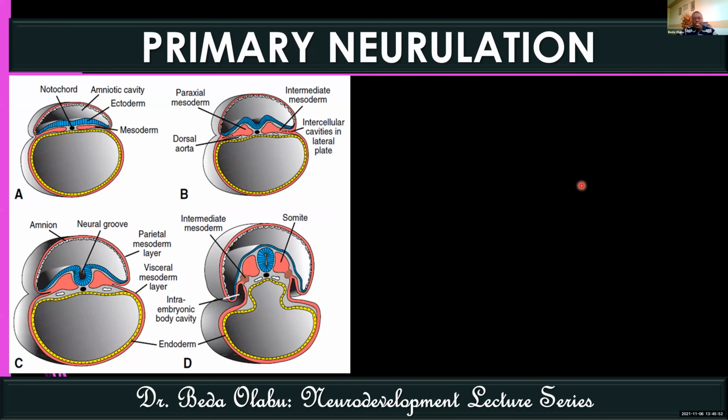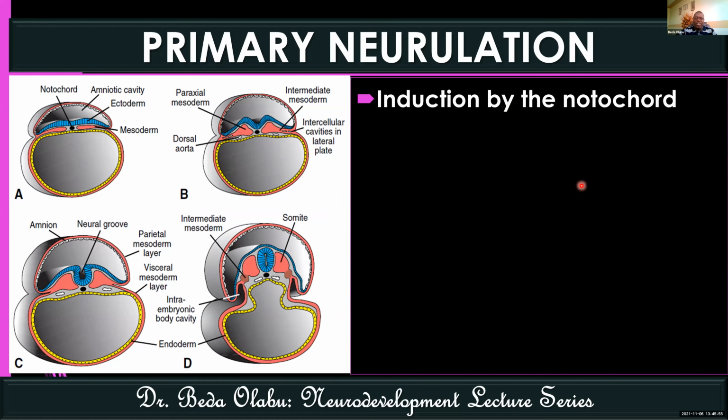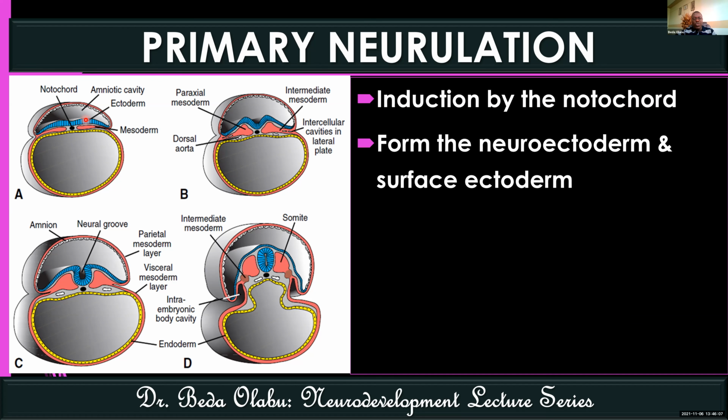So in this image that summarizes primary neurulation, this is what happens. If you look at this trilaminar embryo with the notochord in the middle, the notochord induces the ectoderm overlying it to become neuroectoderm. The ectoderm away from the notochord, therefore, is called surface ectoderm. The neuroectoderm itself undergoes thickening, either by proliferation and increase in size of each cell. And that thickened neuroectoderm is what we call the neuroplate.